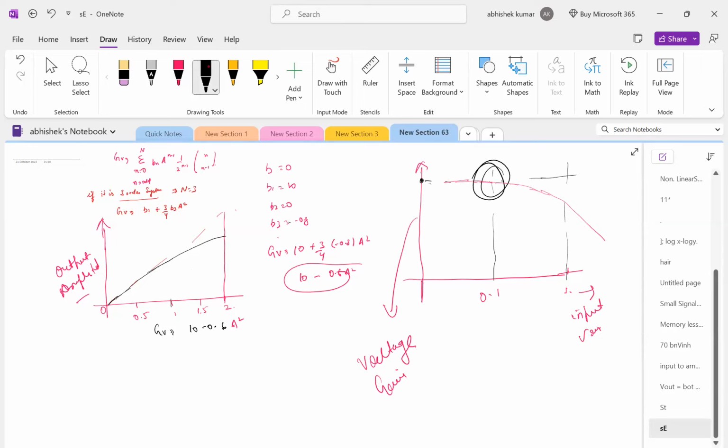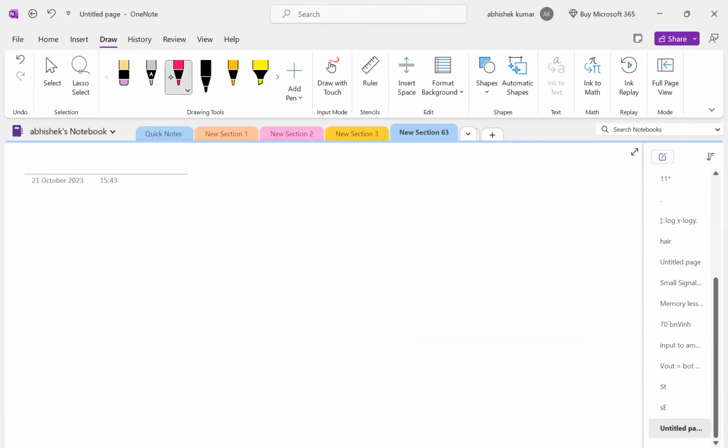Okay, are you getting it? In our nonlinear system, the gain reduces very significantly, and that is known as gain compression. Are you getting it? Or do you have any doubt? No, it's okay. We will study some more parameters here.